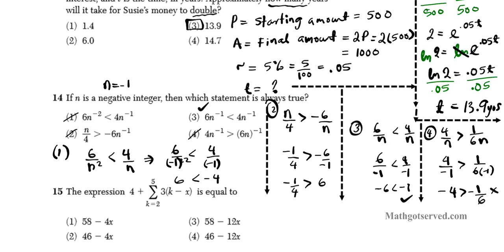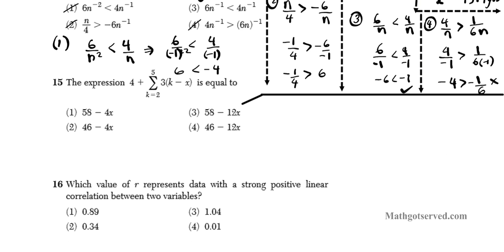All right, let's shift our attention to question 15. Let's take a look at number 15. It says the expression 4 plus the discrete sum from 2 to 5 of 3 times k minus x is equal to. So for this one, we are basically going to generate the terms for this discrete sum right here, and then add it to 4 and see which one we get.